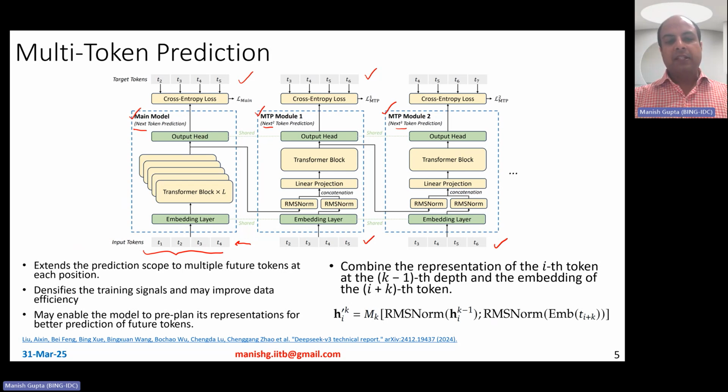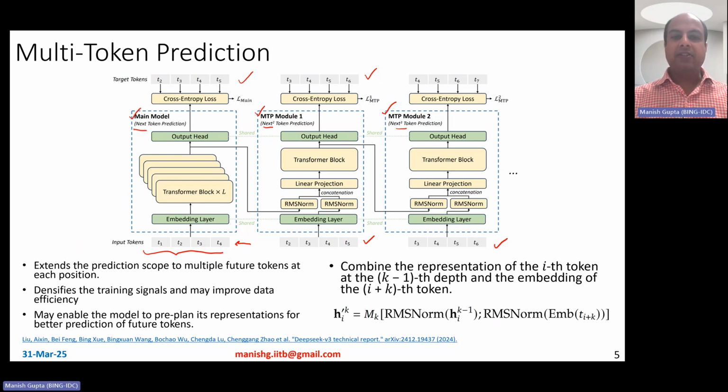So the idea is that this multi-token prediction has been found to be very useful in previous models as well, because it extends the prediction scope to multiple future tokens at each position, not just the next token, but next-to-next token and next-to-next-to-next token. And so on. You can do multiple such MTP modules. There are 2 benefits of this. One, it densifies the training signal and may improve data efficiency. So with the same pre-training data, rather than just making one next token prediction, you're making multiple next token predictions. And also it may enable the model to pre-plan its representations for better prediction of future tokens, and therefore improve the overall accuracy.